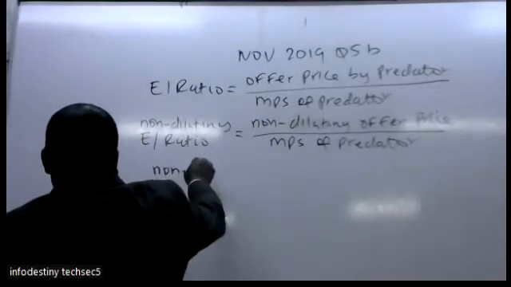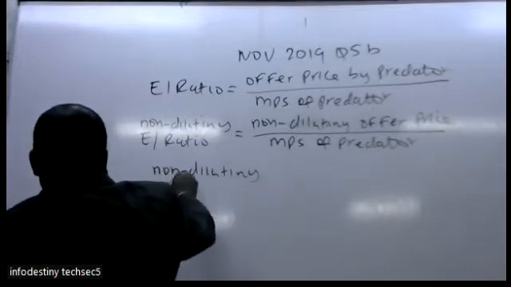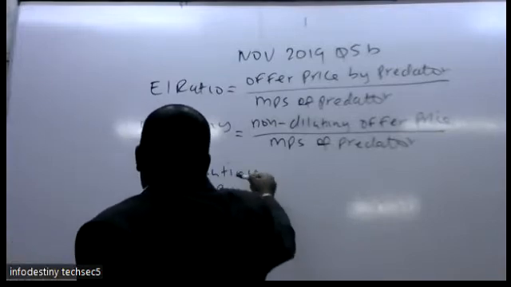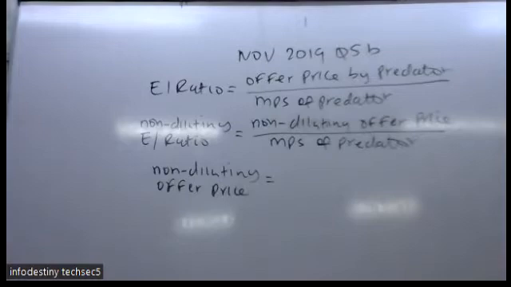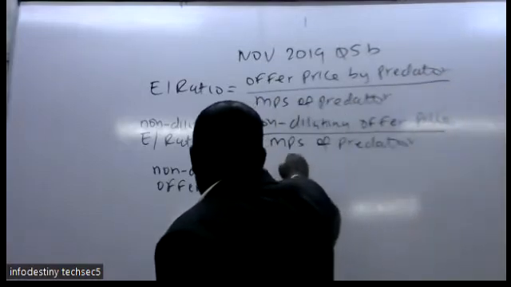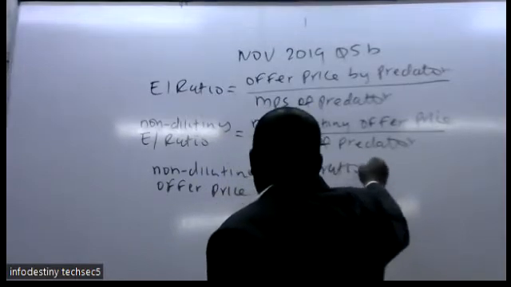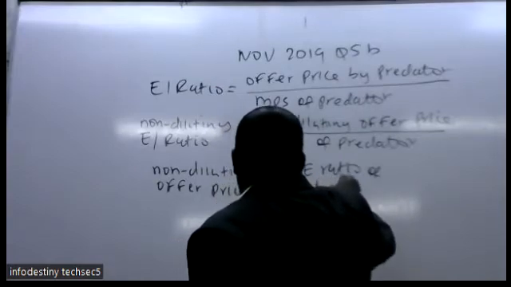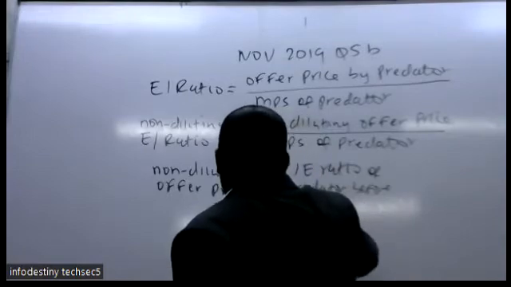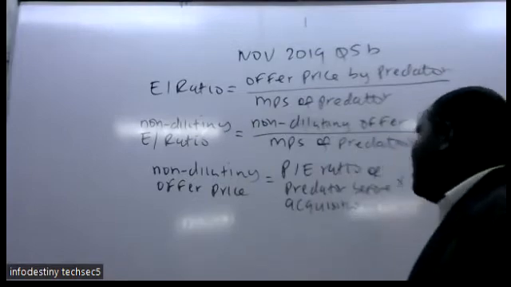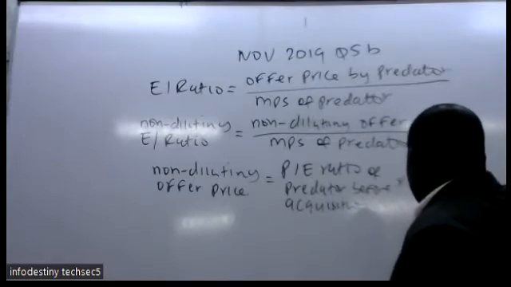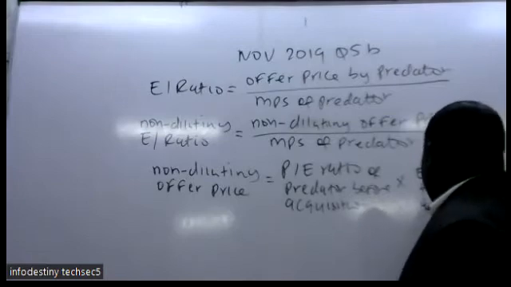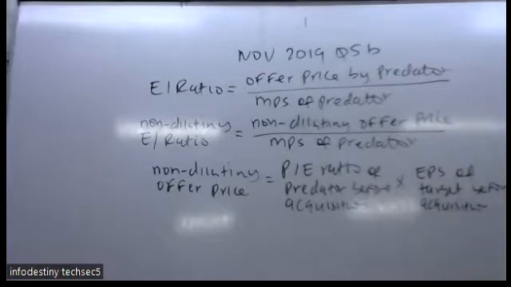The non-diluting offer price is given by the price earning ratio of the predator before the acquisition, multiplied by the earning per share of the target, also before the acquisition. So when you want to compute the non-diluting offer price, we come up with that.